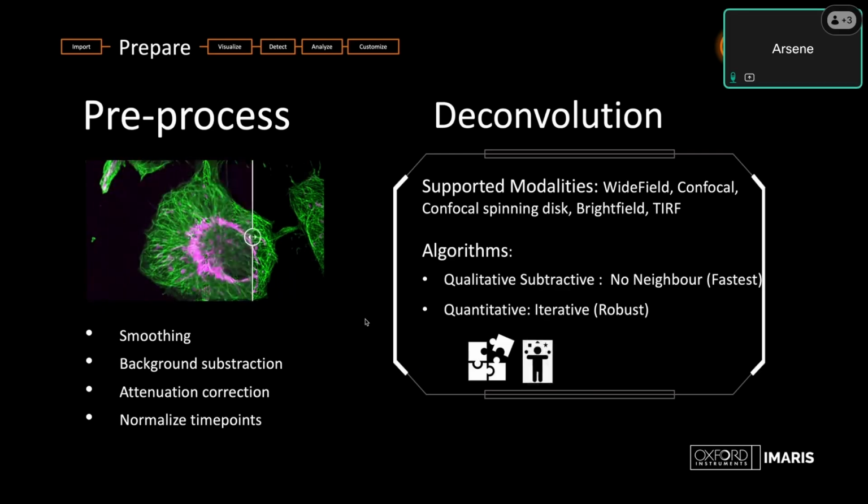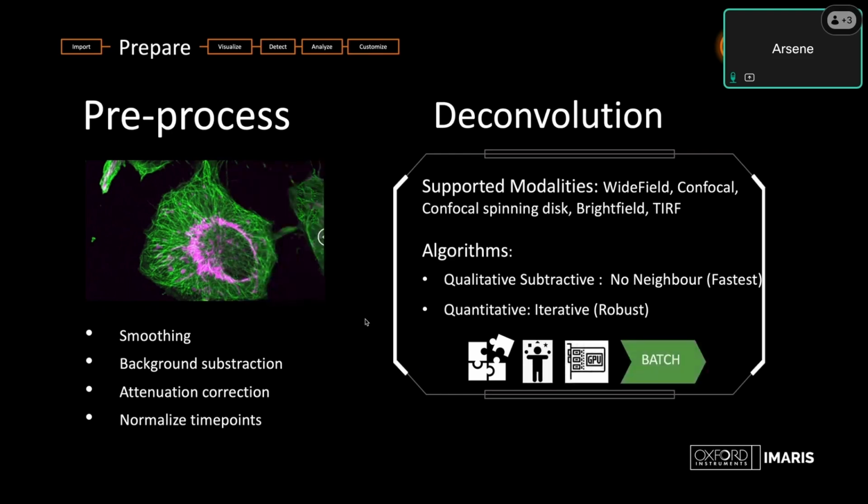Our deconvolution algorithm is called Clearview, and it's GPU accelerated, so it's quite fast, and it's batchable, which means you can run the deconvolution algorithm on multiple images automatically in IMARIS.